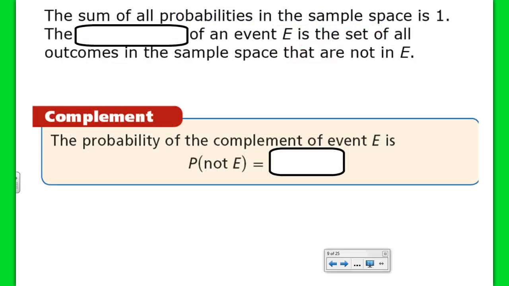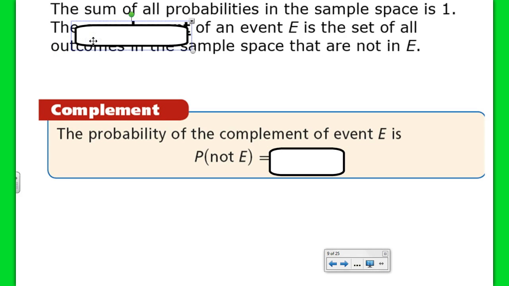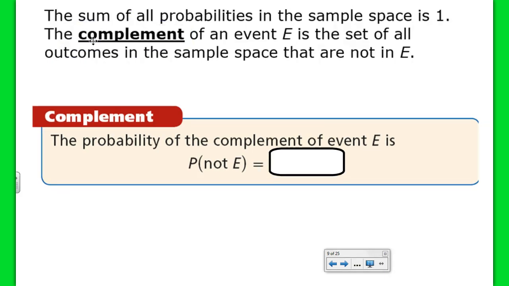The sum of all probabilities in the sample space is 1. So back that up. The complement of an event, E, is the set of all outcomes in the sample space that are not in E. So in other words, if I have a coin and I flip it, there's a 50% chance I'll get heads, and there's a 50% chance I'll get tails. When we add the two together, 0.5 and 0.5 equals 1, right? So the complement of flipping heads would be flipping tails.